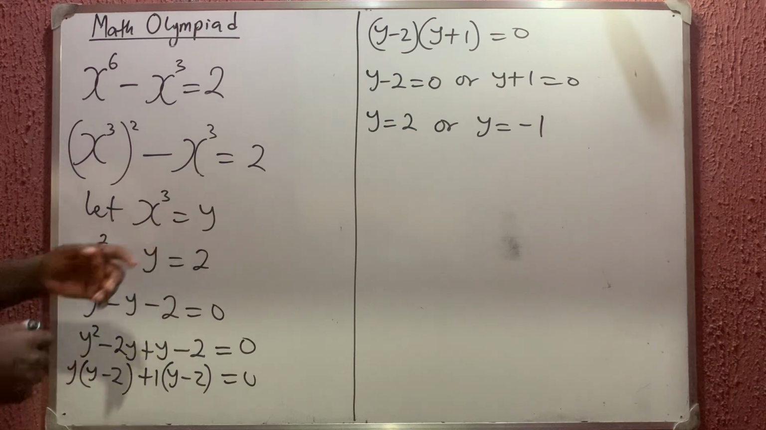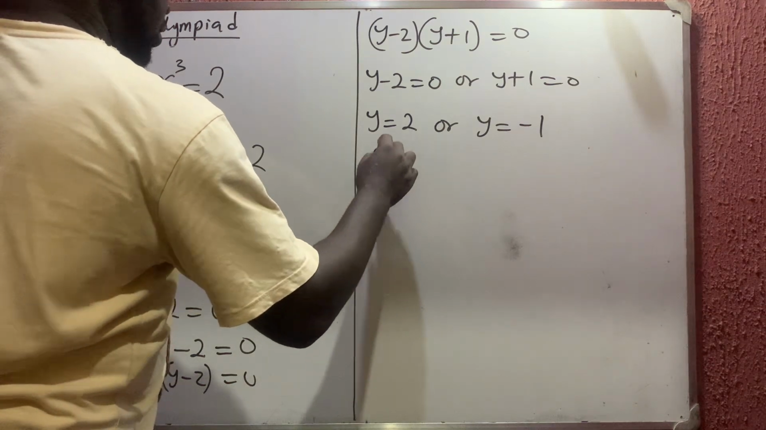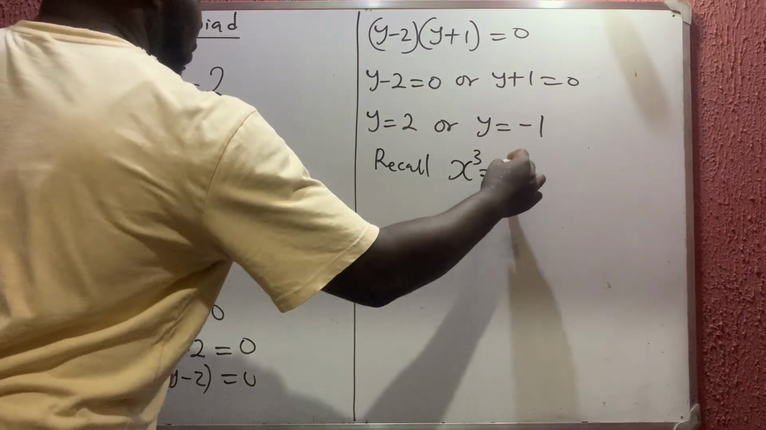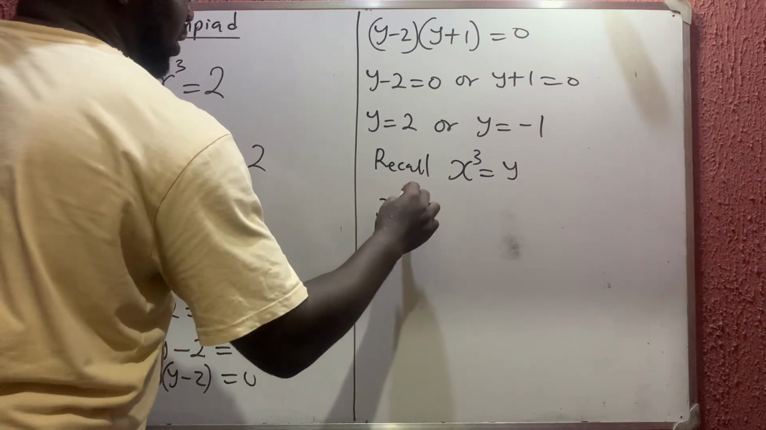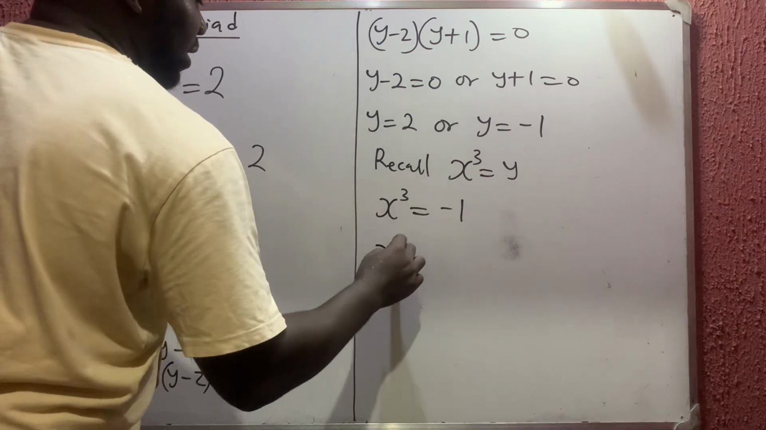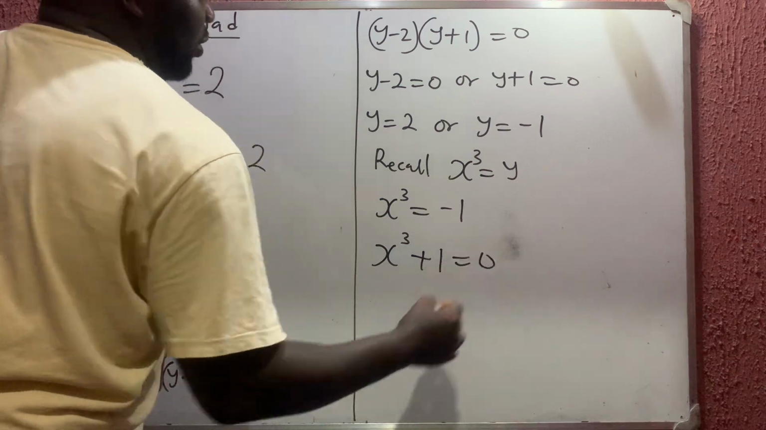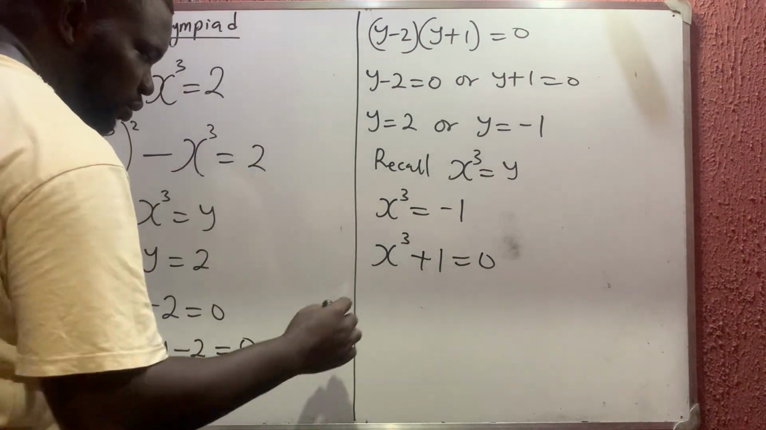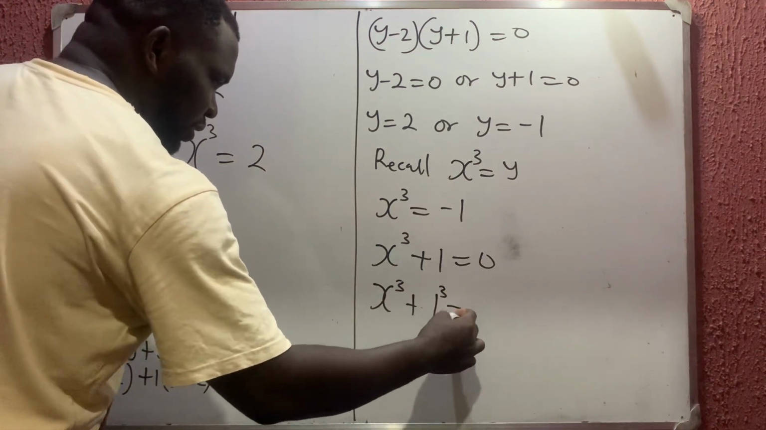But don't forget that there is a place where we told them that x raised to power 3 is equal to y. So let me use the first one here. We have that x raised to power 3 is equal to minus 1. So this one can come here to have x raised to power 3 plus 1 is equal to 0. This could be written as x raised to power 3 plus 1 raised to power 3 is equal to 0.